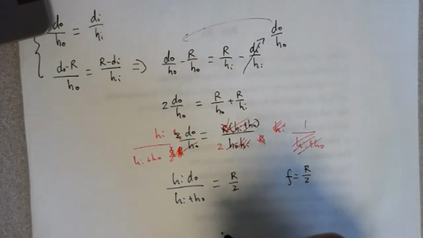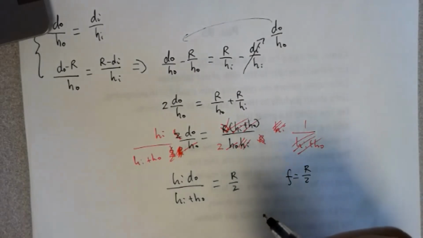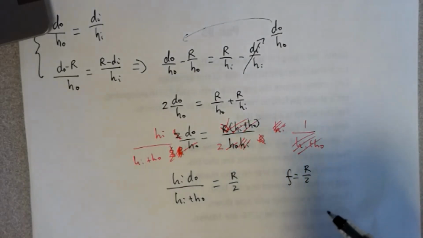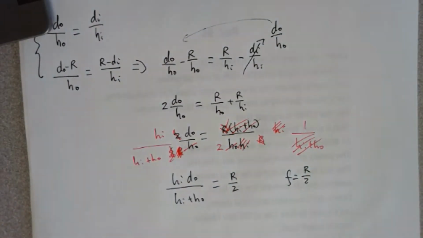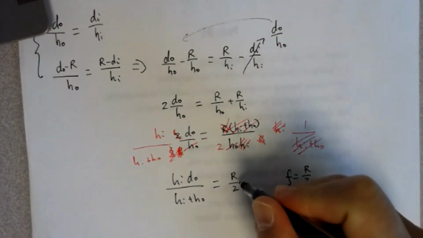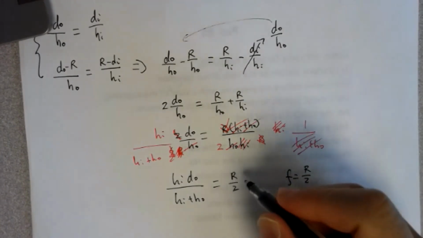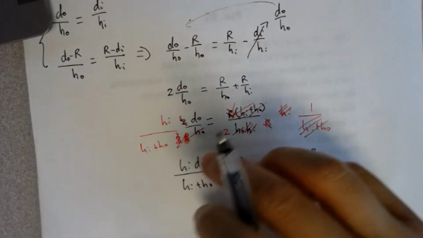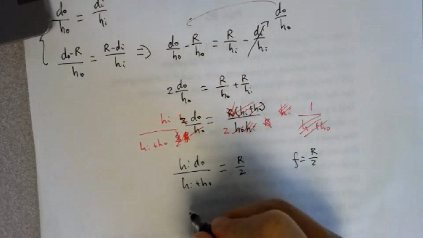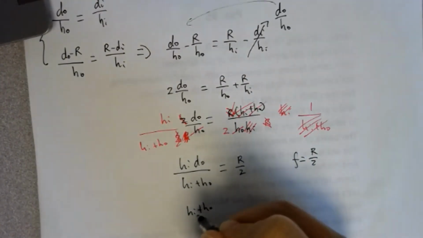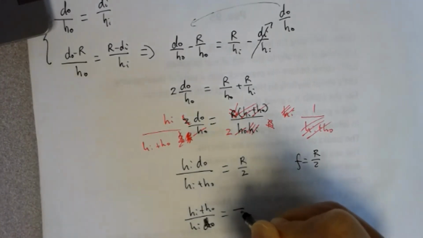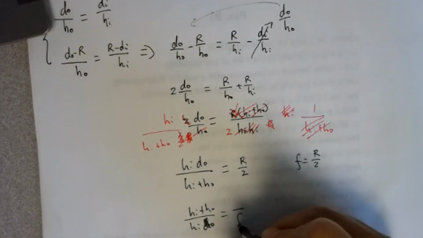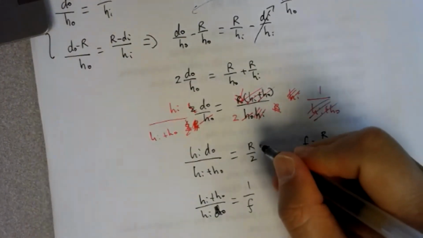So in this case, this is actually F, not 1 over F. Okay, so we can just flip everything. So let's do flipping everything. HI plus HO over HI DO, okay, equals then, if this is F, then F over 1, okay? This is F.